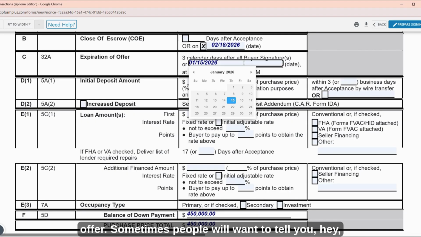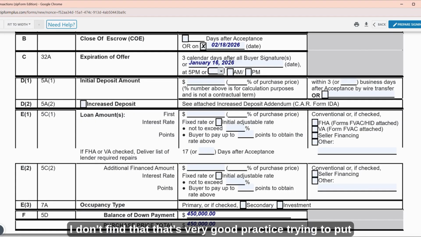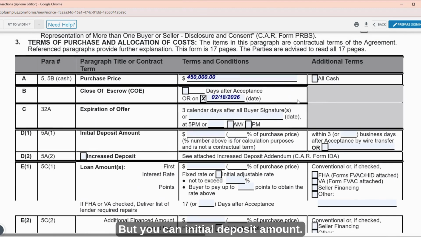Sometimes people will want to tell you, hey, you got to answer me by tomorrow at 10 a.m. I don't find that that's very good practice, trying to put pressure, or at least not in this market. This is still very much a seller's market, trying to put pressure on a seller to accept any sooner, but you can. Initial deposit amount, traditionally, it's usually somewhere around 1% in our areas.